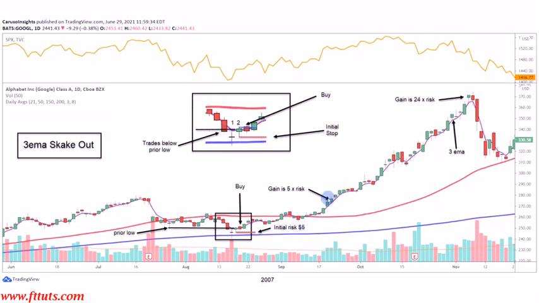Very quickly you had 5 times your risk. Soon after that, 24 times your risk. And this is a really nice shape that formed near the 50-day moving average, and we would have had multiple tactical entries to add to this as we moved higher on the right side.